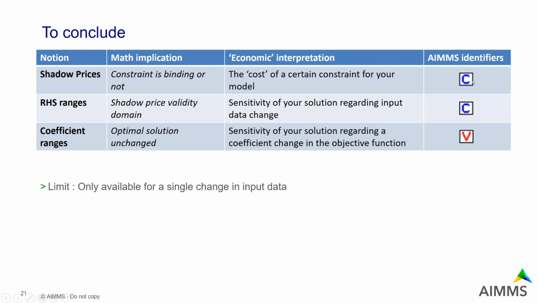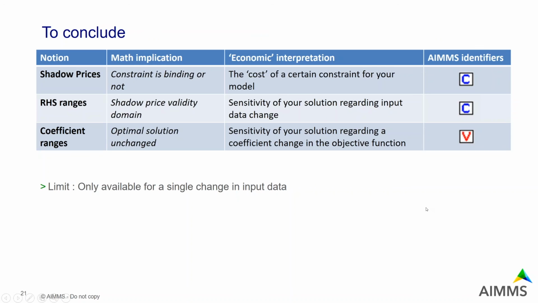This is related to a constraint identifier in AIMMS. Right-hand side ranges are the shadow price validity domain, which enables you to do a sensitivity analysis on your solution regarding the change on the input data, regarding the right-hand side range. And the coefficient ranges mean that the optimal solution isn't changed, and you could access that with a variable.